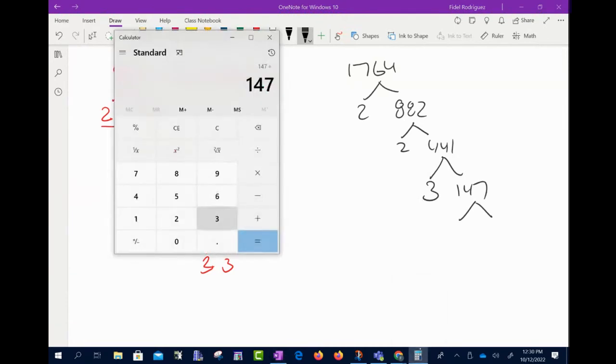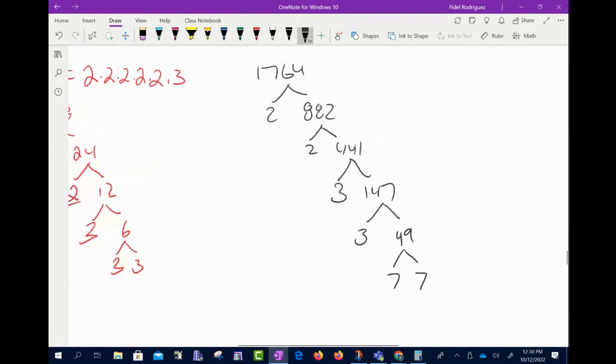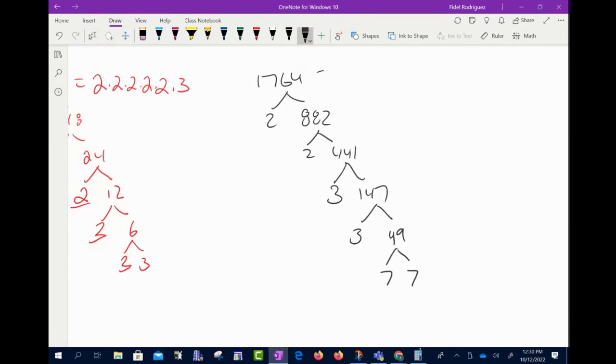I'm going to try that again. I'm going to try, can I divide it by 3? Yep, 3 and 49. And I know 49 is 7 and 7, right? Okay. So look, 1764 has 2 2s, 2 3s, and 2 7s. Okay.